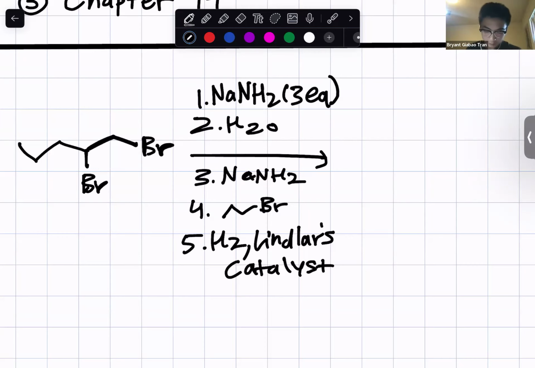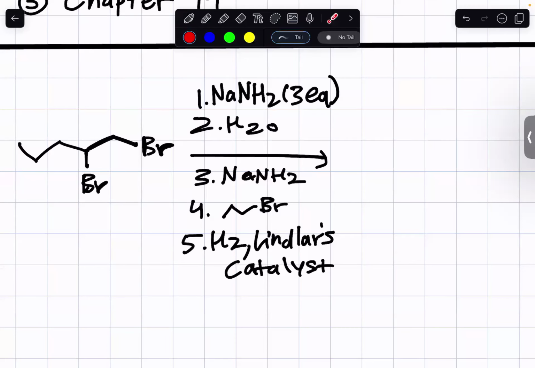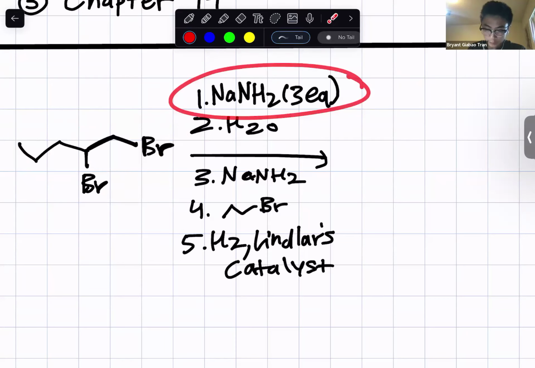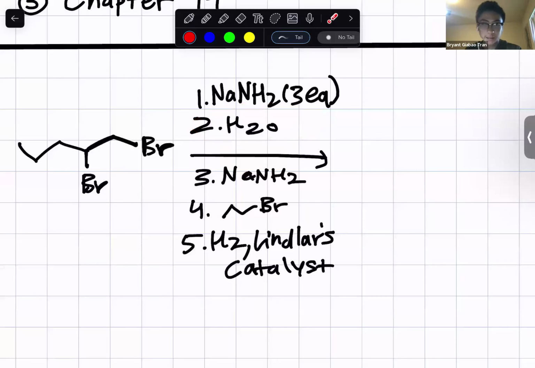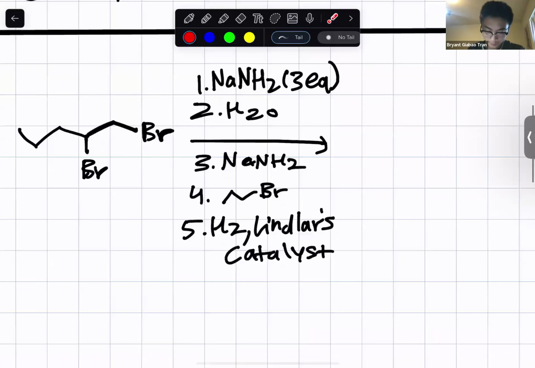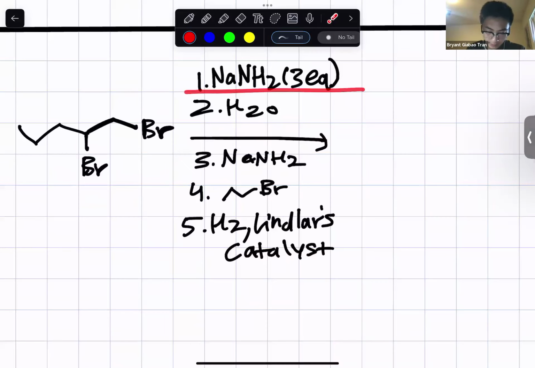Okay, so we have a vicinal dihalide here at the end of the molecule, where what do you guys think is going to happen after the first two reactions here? We have three equivalents of NaNH2 and a second step of water. What do you guys think that is going to do to this vicinal dihalide here? We have a strong base and two good leaving groups. What reaction comes to mind?